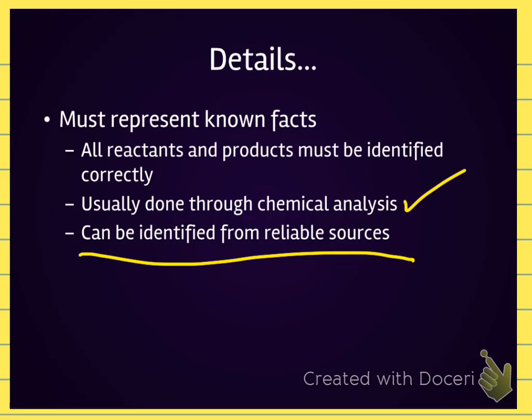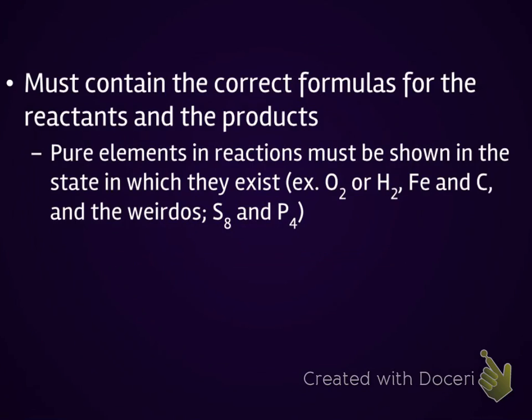Okay, so chemical analysis, reliable sources such as your book or your instructor. You have to have correct formulas for both reactants and products, and this is the thing that trips most people up. And I'll tell you right now, this is where mistakes start.